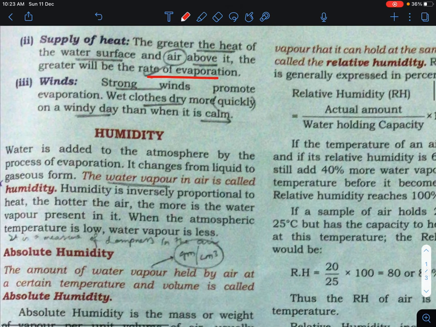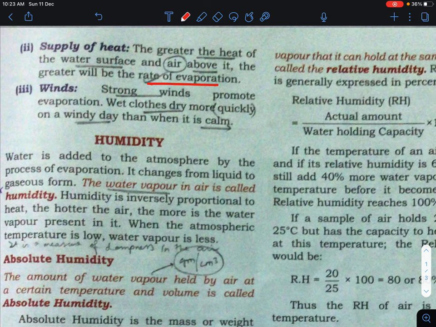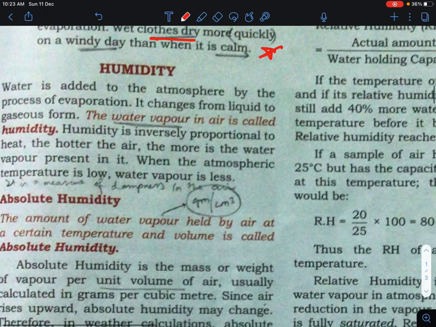The third point is about the wind. A strong wind promotes evaporation. There is a direct relationship between the wind and the evaporation. If there is a strong wind, then the rate of evaporation will be more. The best example is that wet clothes dry more quickly on a windy day than when it is calm. Please remember this one.